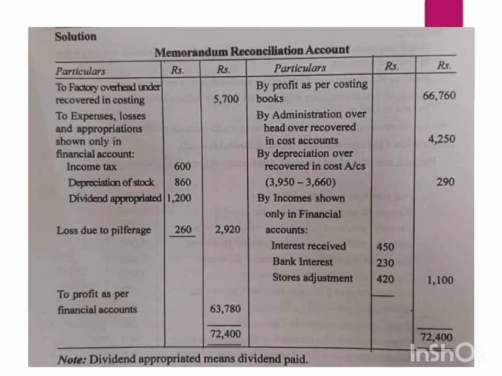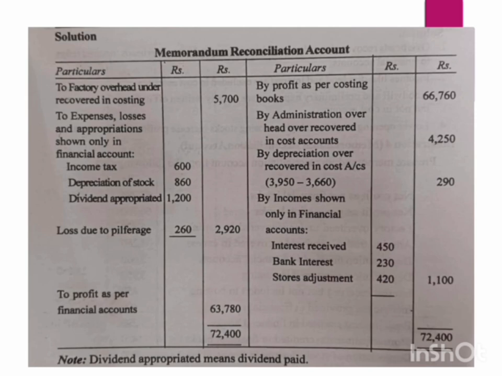Solution: memorandum reconciliation account. In a particular column, the following items should be entered on the debit side of the memorandum reconciliation account. That is, to factory overhead under-recovered in costing 5,700. To expenses, losses and appropriations shown only in financial account, that is, income tax 600, depreciation of stock 860, dividend appropriated 1,200, and loss due to pilferage 260. Totally 2,920 is to be added with 5,700.